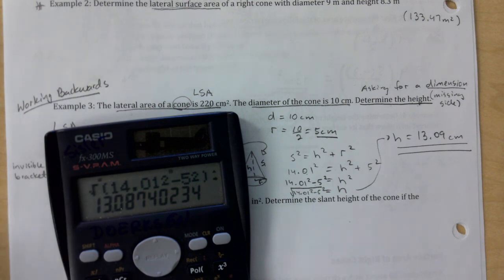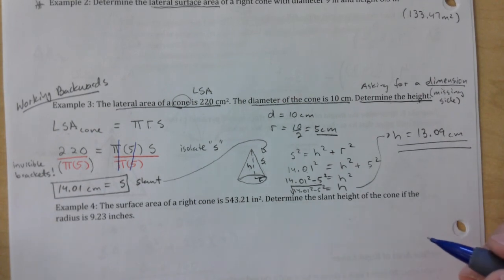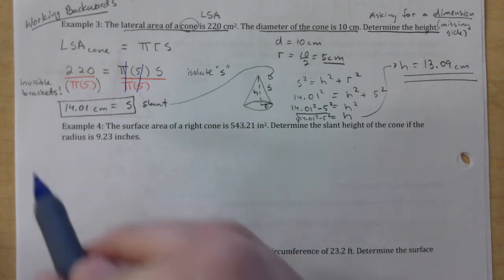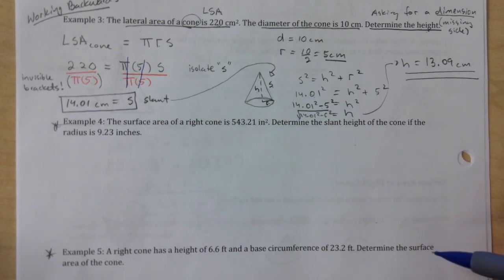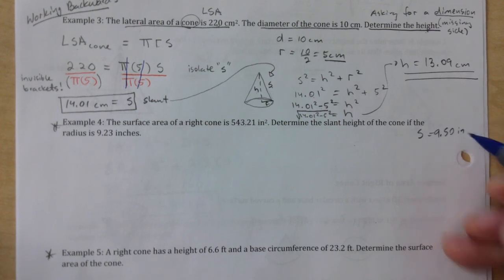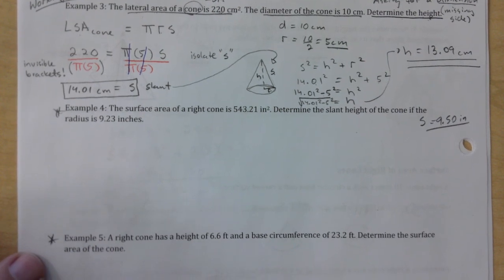And I'll give you the homework here. I want you to try example 4 and example 5. And I will not give you the answers. Or should I? I think I'm going to give you the answer to 4 at least. Slant here is 9.50 inches. So try all the ones with a star that we just did, and I will go over them tomorrow. Okay? I need you to try those.